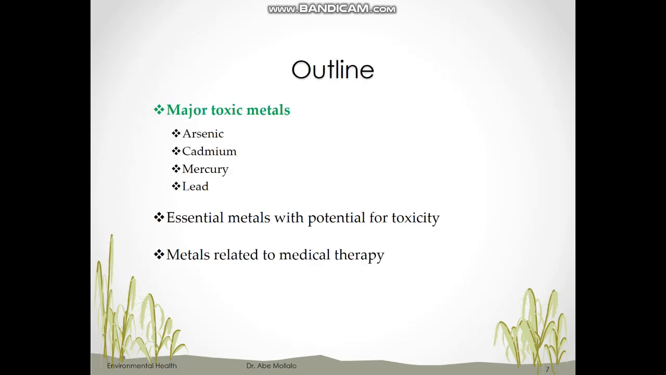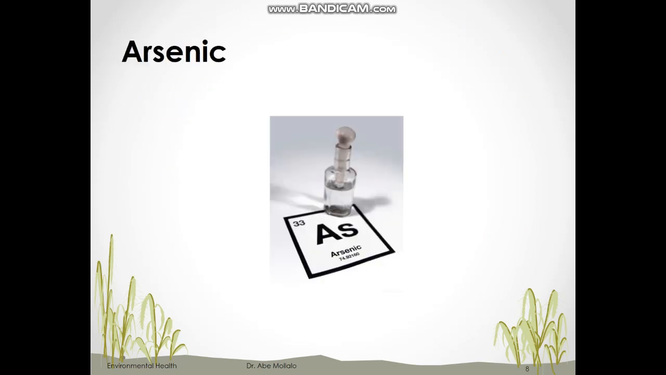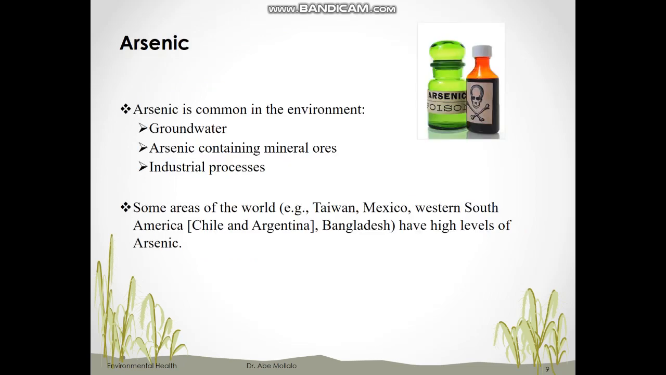Now let's talk about major toxic metals one by one. The first one is arsenic. The atomic number of arsenic is 33, which indicates the number of protons, and atomic mass of 74, which indicates a relatively high density of arsenic. Arsenic naturally can be found in the environment, in groundwater, in mineral ores, and in industrial processes such as pesticides. In some parts of the world, especially in South Asia, like Bangladesh and Taiwan, and South America, such as Mexico, Argentina, and Chile, naturally high levels of arsenic in the drinking water can be found.